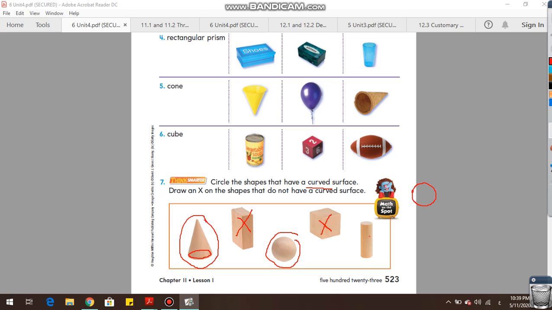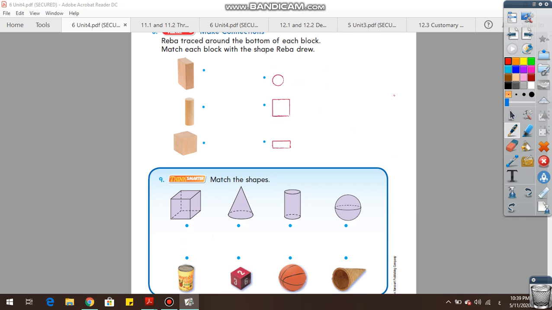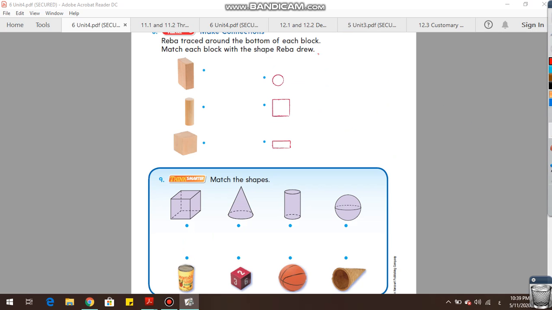Now, do I have a curved surface on the cylinder? Yes, I have. So I'm gonna circle it. Now let's move on to the next page. A wrapper traced around the bottom of each block. Match each block with the shape wrapper draw. Okay, guys, she traced the bottom of each shape.